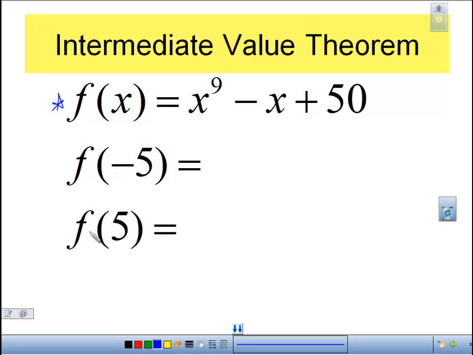Now, I just chose -5 and 5. You could choose two totally different values. They don't both have to be the same number. One does not have to be negative, and one does not have to be positive.